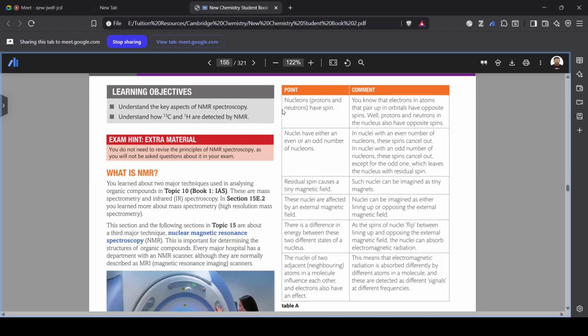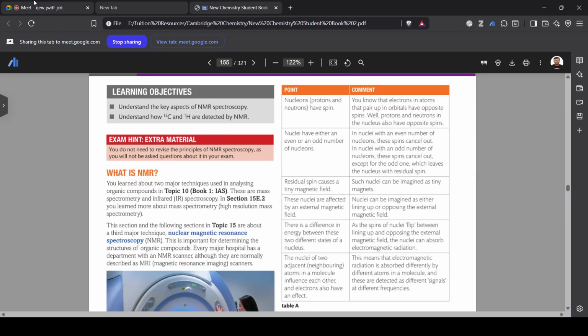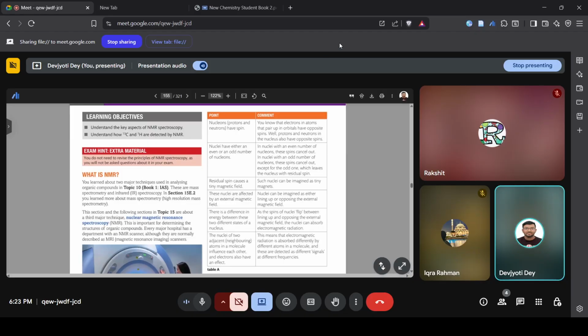This table A that you see down here represents the theoretical part, how it basically goes deep into how NMR works. So if you guys want, you can, during your free time, delve into the theoretical stuff, or you can just keep it as it is, what I've explained so far.